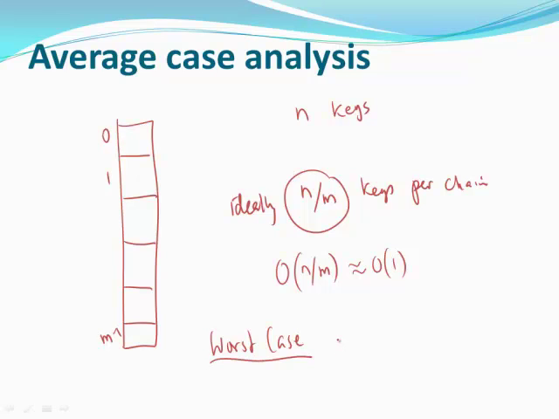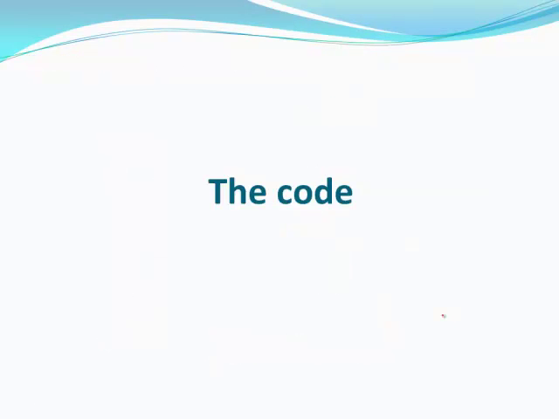The worst case would be that it would cost you big O of n to find, in case all of the keys map into the same location. So we need to make sure that our distribution is fairly random, and therefore we have a good chance of putting any key into any location without having any biases. So it's very important. So we'll talk about the code in the next lecture.